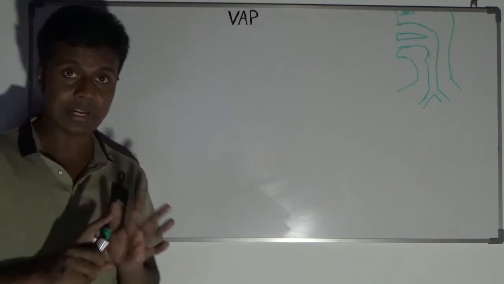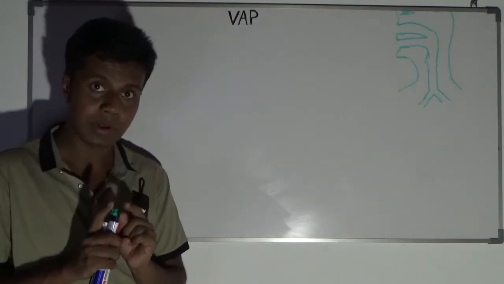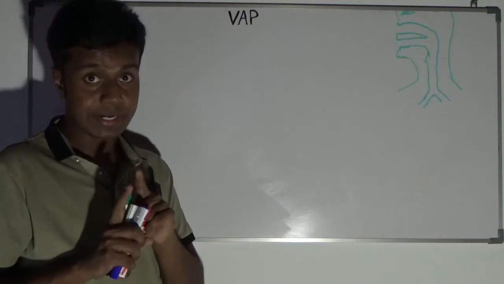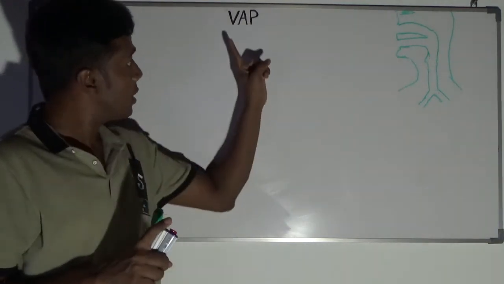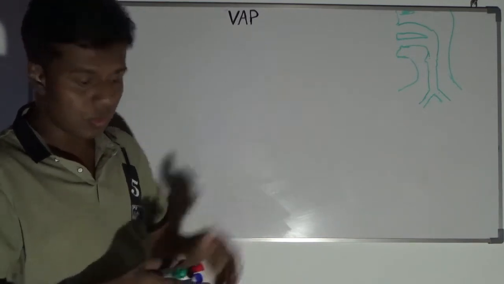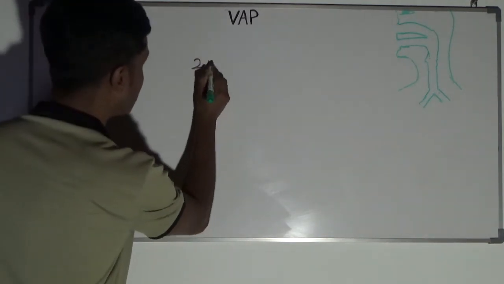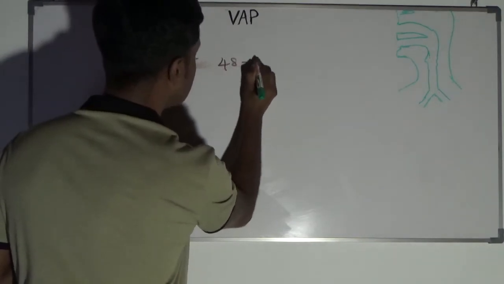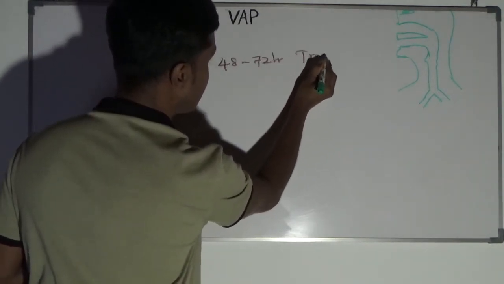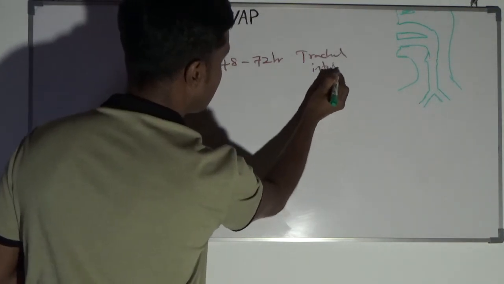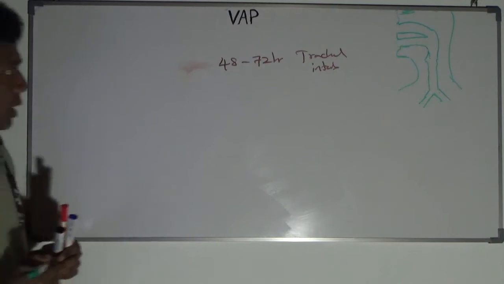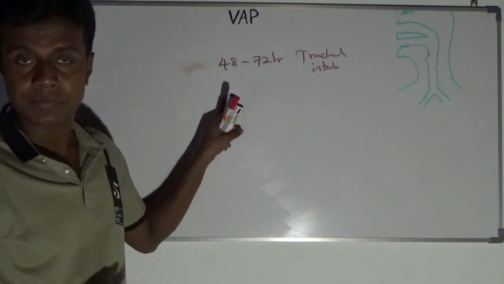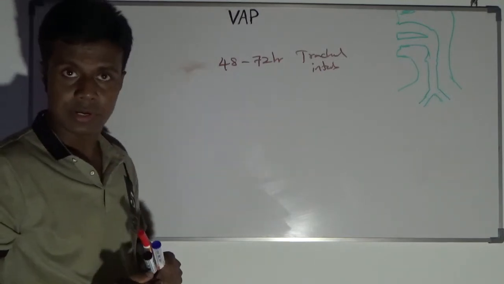They define ventilator acquired pneumonia as the patient developing pneumonia after 48 to 72 hours of endotracheal intubation. I will repeat it again. The patient develops pneumonia after 48 to 72 hours of tracheal intubation. So, if your patient develops fever, positive sputum culture and radiographical changes after 48 hours of tracheal intubation, you can think about ventilator acquired pneumonia.